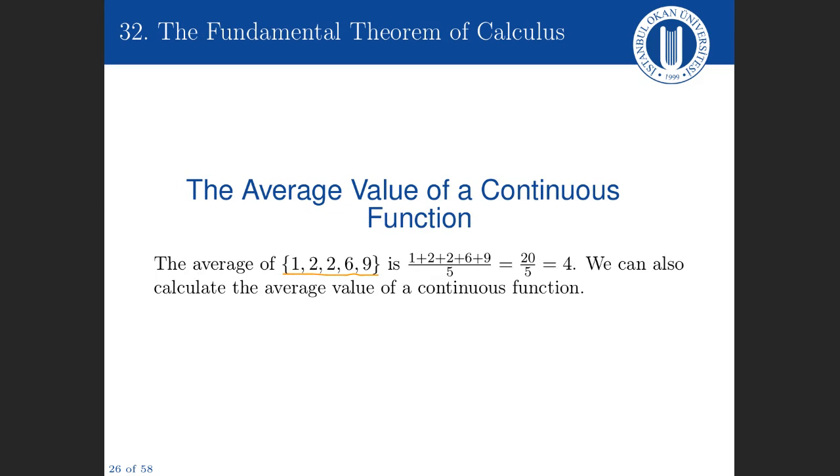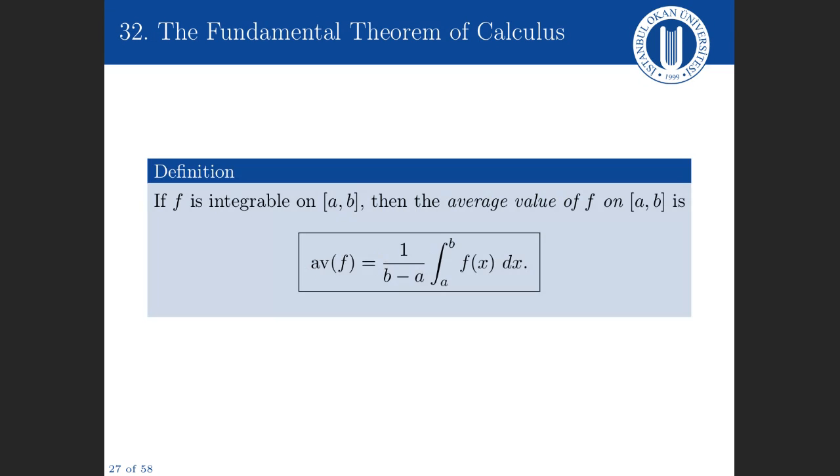Using the same idea, we can calculate the average value of a continuous function. Now, we don't have discrete numbers, we have a continuous function, so instead of adding the numbers together, we calculate the integral. Remember, integral means limits of Riemann sums. So we're doing sums, we're adding things together, and then we're taking the limit. The idea is the same. And instead of dividing by how many numbers we have, instead we divide by the width of the interval.